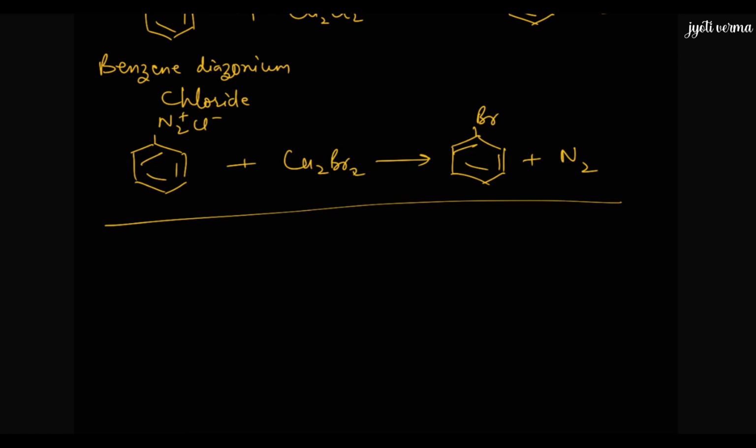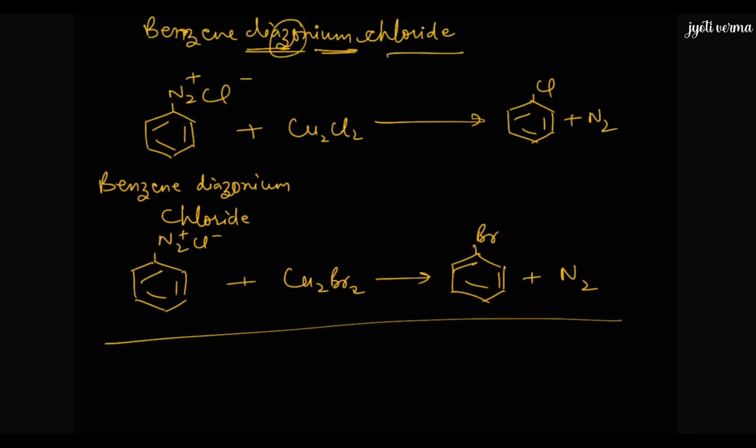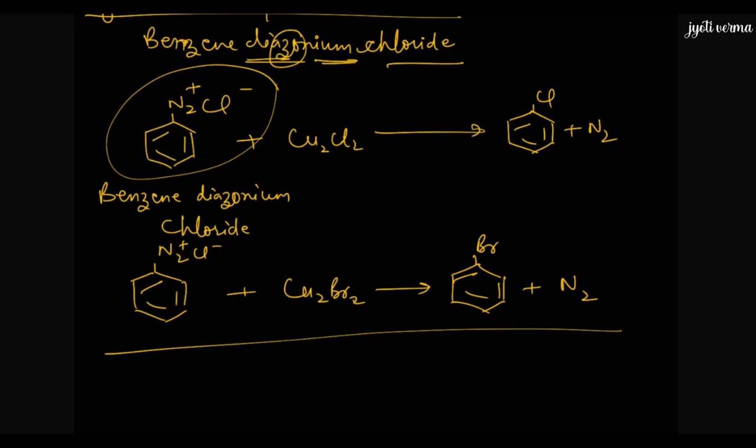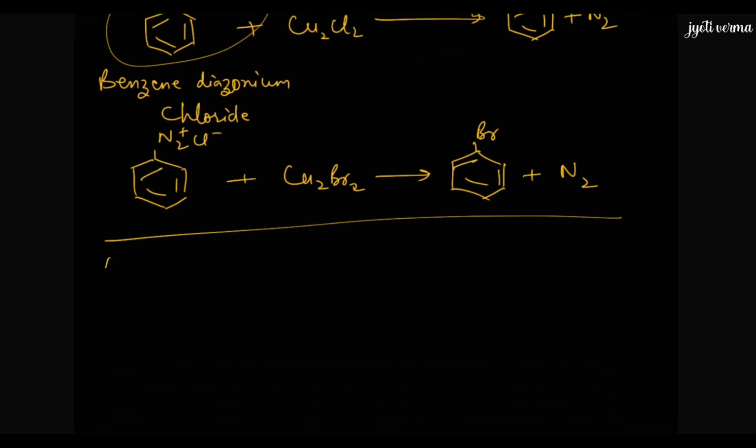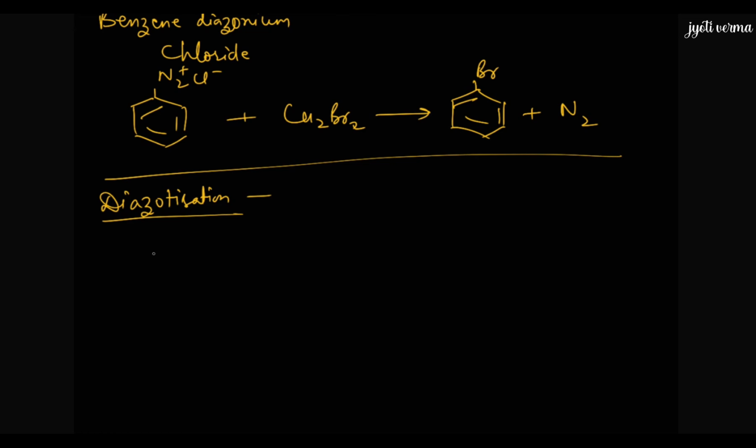Now here I want to mention one thing, that how do we prepare this diazonium salt. This diazonium salt can be prepared by a process that is diazotization. Now what is this diazotization? It is the reaction of aniline with the nitrous acid.